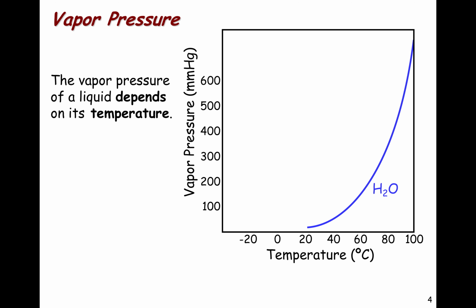Shown here is a plot of the temperature as related to the vapor pressure in millimeters of mercury for water, and you can see that the vapor pressure increases significantly as you raise the temperature up to 100 degrees Celsius, which is the so-called normal boiling point for water. You'll notice that the normal boiling point is defined as the temperature at which the vapor pressure equals 1 atmosphere, and this then results in the formation of bubbles within the liquid.